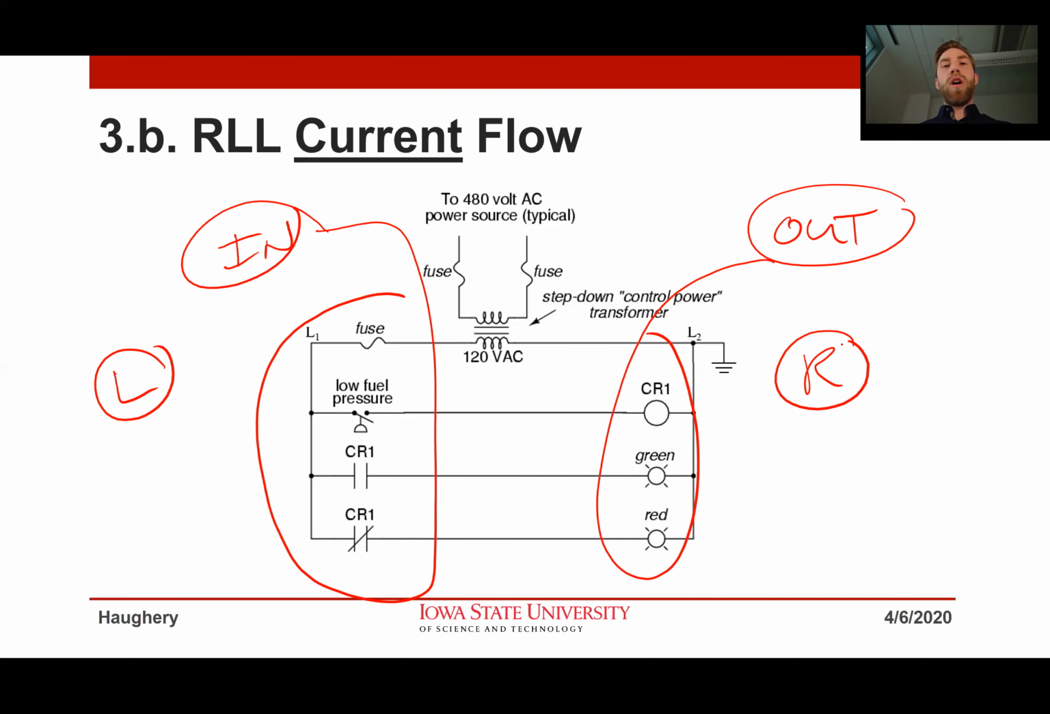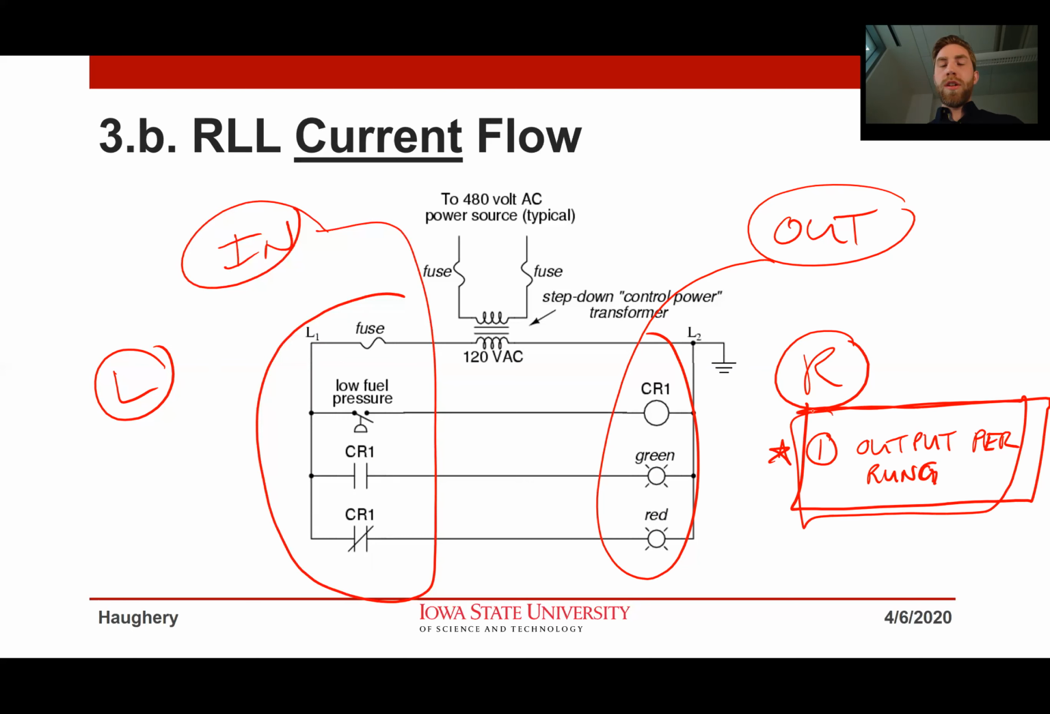I have one output per rung. I keep that on the right. So this is a very important, super important thing. You're not allowed to have more than one output per rung in series.